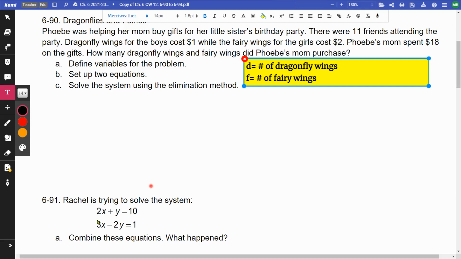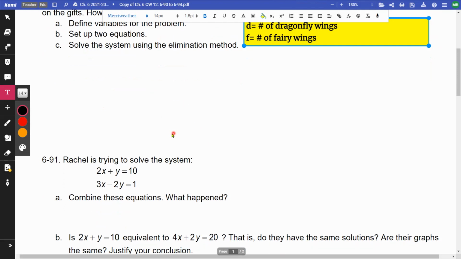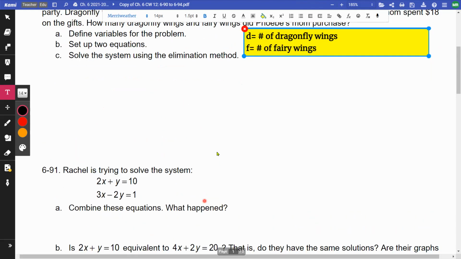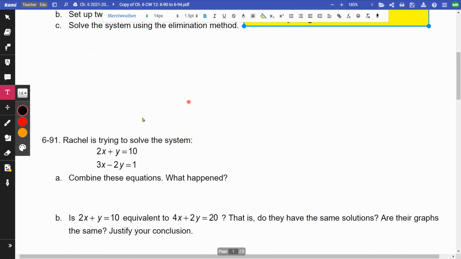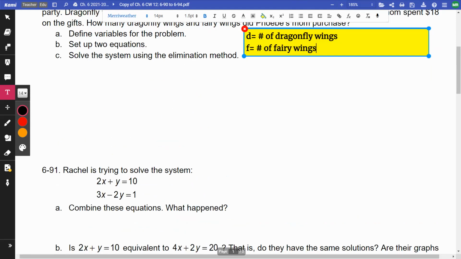And what I want you guys to do right now is write two equations and solve that system. Then you can move on and continue working on this. I will stop us and talk about this and make sure we all have the right equations and we solved it. But then move on and try these problems.